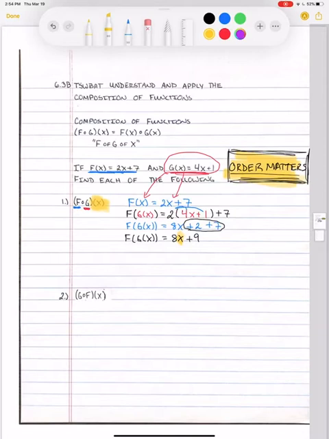Now, if there was a number in here, like if this was a number, well, then I'd have to plug it in. But it's not, so I don't. That's basically it. This is my answer.